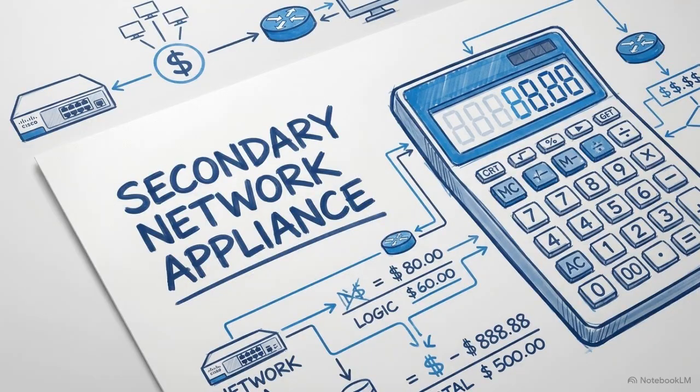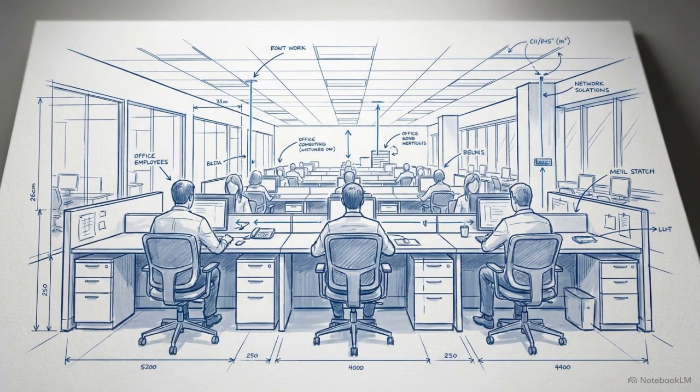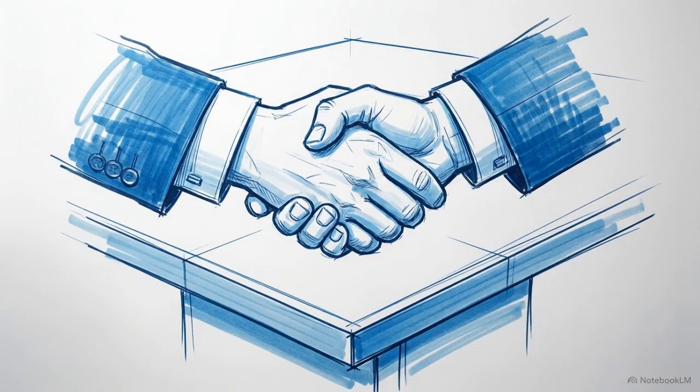The business trade-off is financial. You're paying for a secondary hardware appliance that sits completely idle, processing zero traffic until a disaster actually happens. High availability moves the conversation from simple packet routing to true business continuity. It proves to an interviewer that you understand the financial stakes of a network outage.